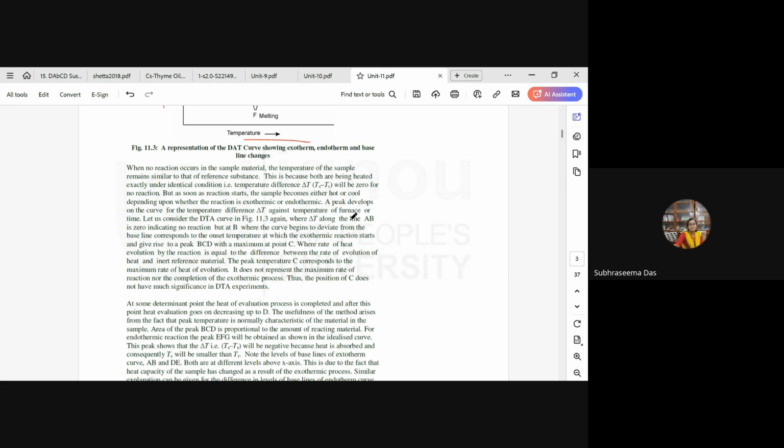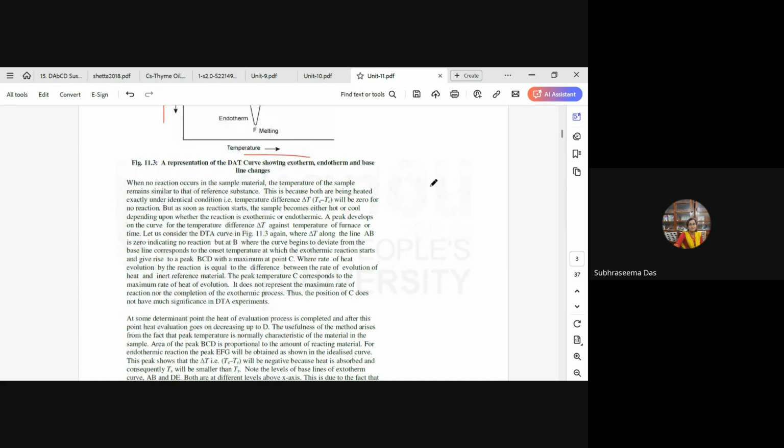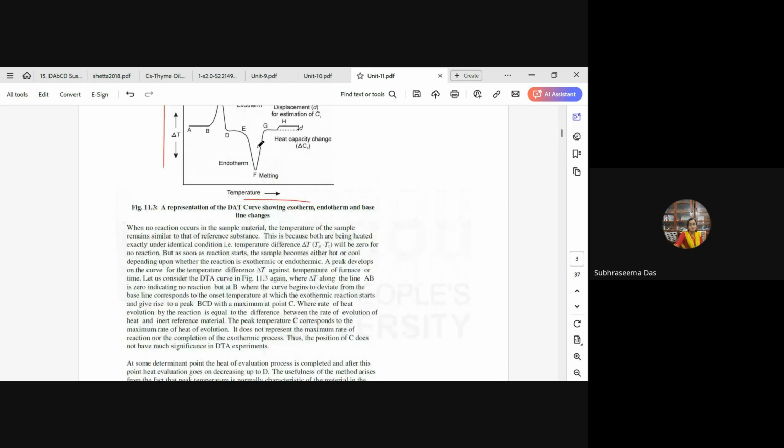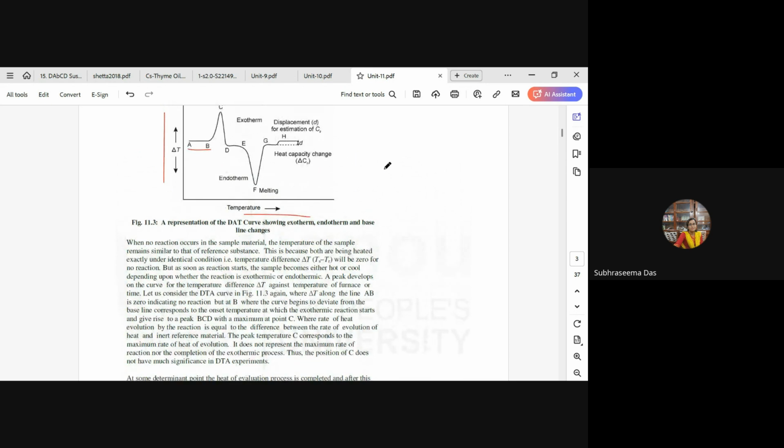Now we look into figure 11.3 again, and we see that along AB there is no reaction, so it is flat. There is no change. But as the temperature is increased, B reaches point C. This indicates an exothermic reaction where the maximum occurs at point C. The peak at C corresponds to the maximum rate of heat evolution. So this position C does not have much significance in DTA experiments.